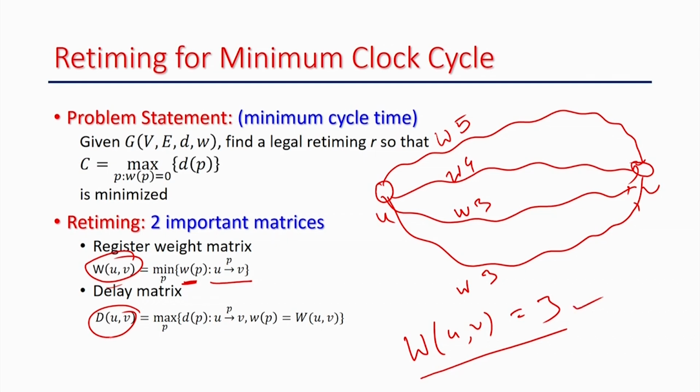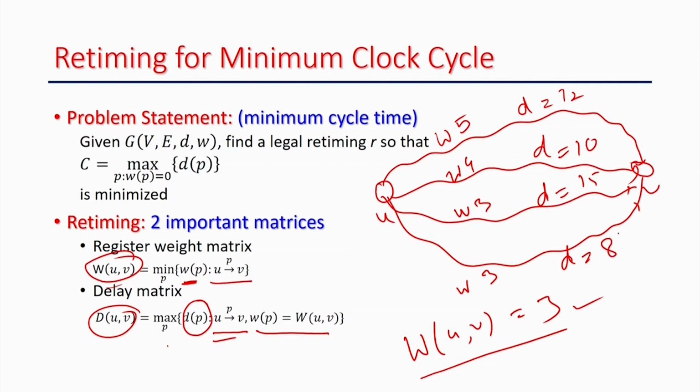Similarly, what does D(u,v) say? For all paths from u to v, among the paths with minimum weight, what is the maximum delay? Suppose that the delay of this node is 12, this is 10, this is 15, this is 5, and this is 50. There are 4 paths, and suppose this value I consider as 8.